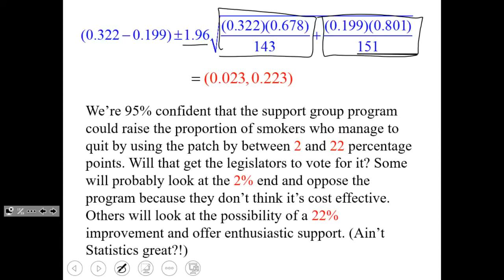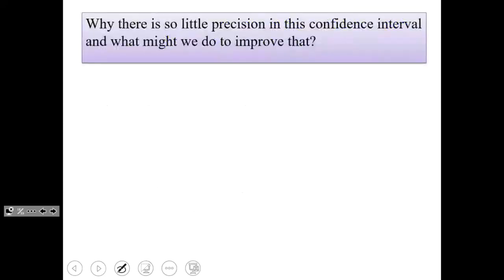Ain't it great? So, why is there so little precision in that interval? What could we do to improve it? Well, first of all, we could lower our confidence level. We've been talking about that. I can tell you the weather tomorrow is going to be between 40 degrees below zero to 200 degrees above zero. And I'm pretty confident in that. In fact, I'm about 100% confident in that. But it's not very useful. So if I lower my confidence, I'll lower my interval.